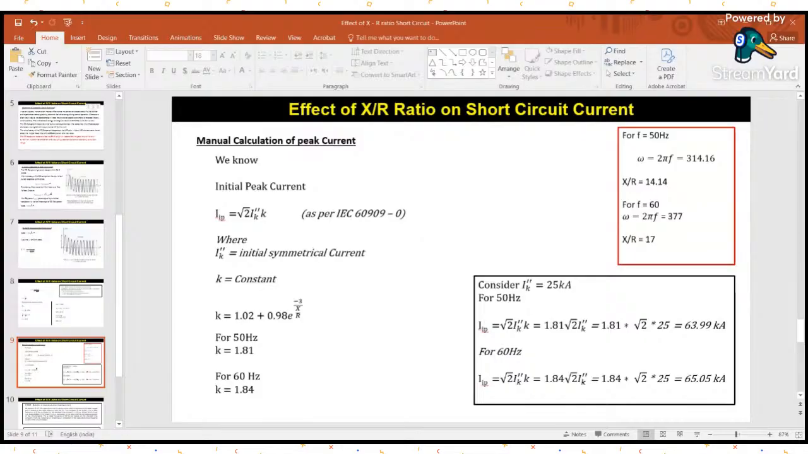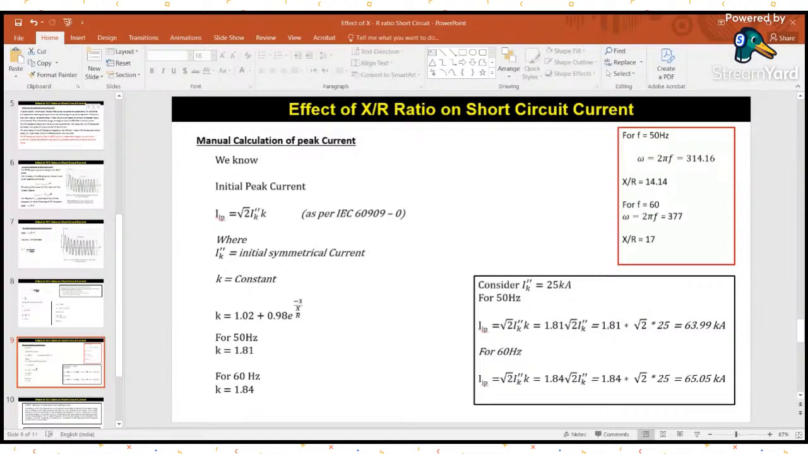Suppose our circuit breaker has 25 kiloamperes of breaking current. This is actually the initial symmetrical current, the symmetrical current mentioned there. K is the constant and its value depends on the X by R ratio by this formula: K is equal to 1.02 plus 0.98 e raised to the power minus 3 by X by R.